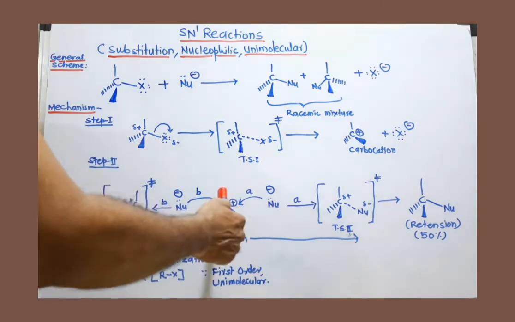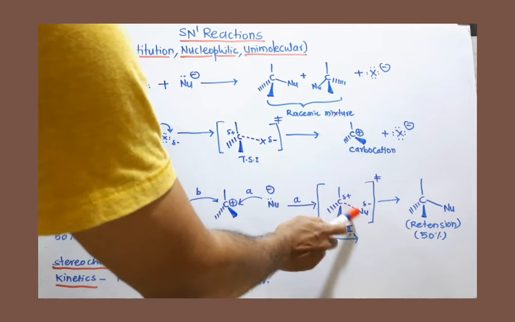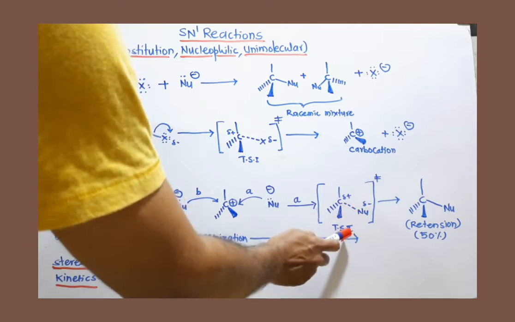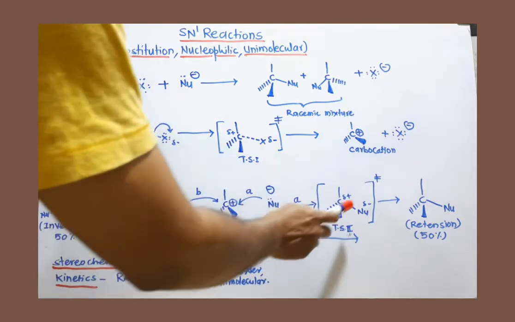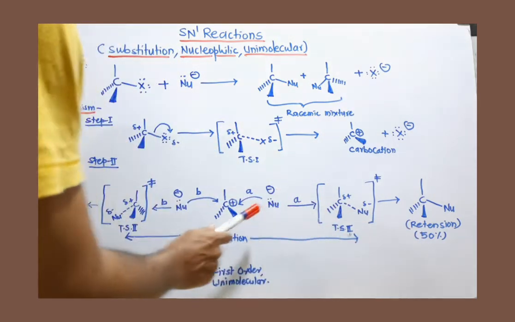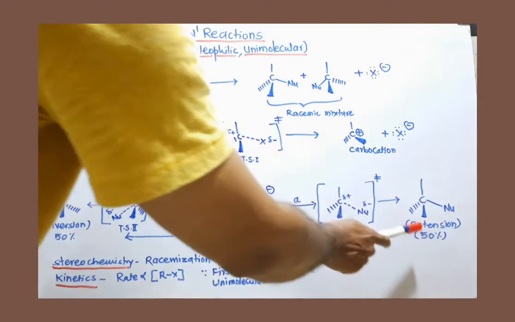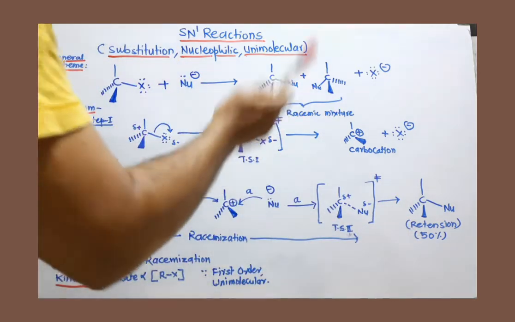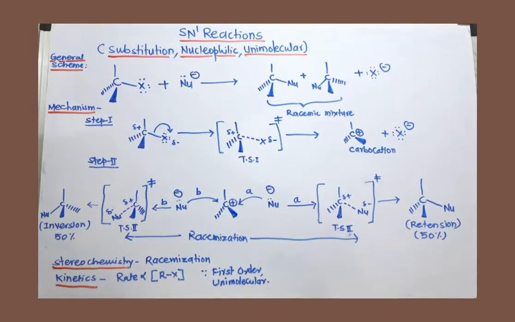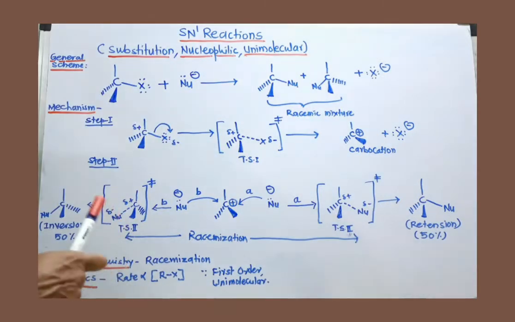So this nucleophile is coming from the front side. So this bond is being formed that I have shown using a dotted line in the transition state. So this is transition state 2. And after formation of this bond between nucleophile and carbon, we get this molecule. If you see the configuration, it is quite similar to the starting, 100% similar to the starting material, that means 50% retention in configuration. So 50% product of this kind you will get here.